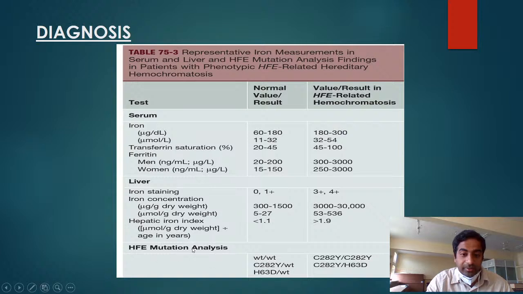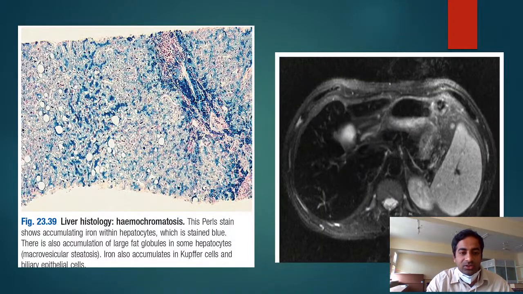I have already told you HFE mutation analysis. You do C282Y. If it's positive, most likely it is hemochromatosis. So liver histology in hemochromatosis: the stain which is used is Perls stain, which shows accumulation of iron within the hepatocytes, which is usually stained blue. Okay, there is also accumulation of large fat. You see these fat globules in the hepatocytes. This is called macrovesicular steatosis. Iron is also accumulated in the Kupffer cells as well.